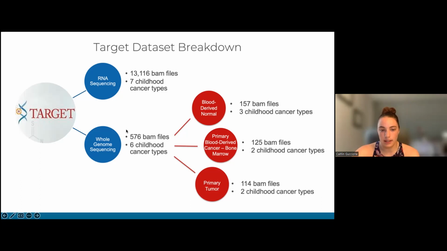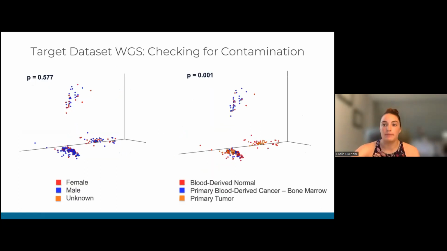And basically, these whole genome sequencing samples can be split into 3 types: blood-derived normal, primary blood-derived cancer bone marrow, and primary tumor. And so, as we always need to do, we need to check for contamination first. So what I did is I took all these whole genome sequencing reads, I host depleted them using CHM13 and HG38. And the first thing I checked is that the sex looks okay.